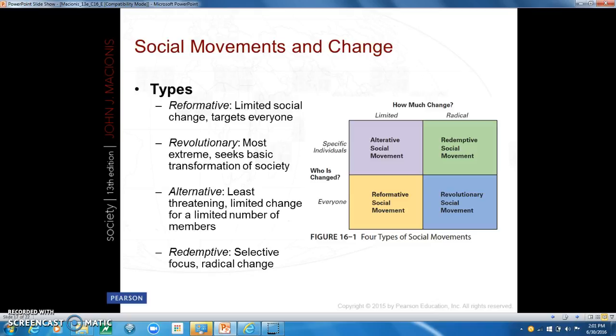And then I want you to know the redemptive social movement. They are selective in focus, but they want radical change, such as Alcoholics Anonymous. That certainly is a redemptive movement. They want to help individuals redeem their lives.